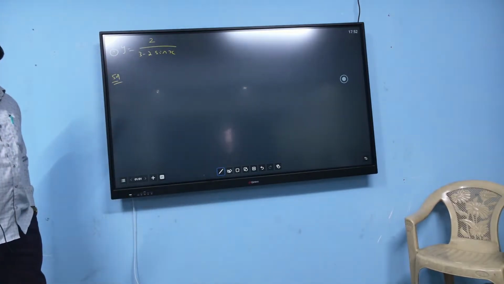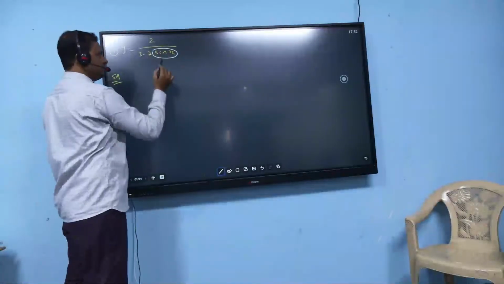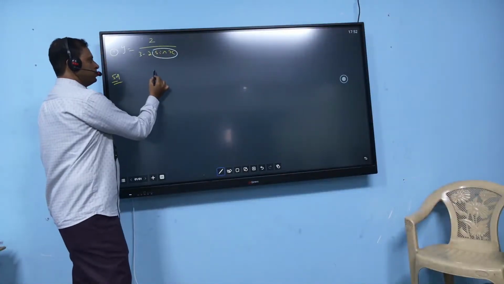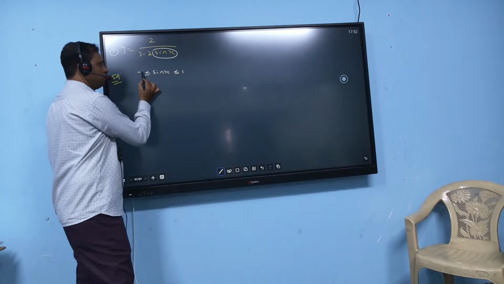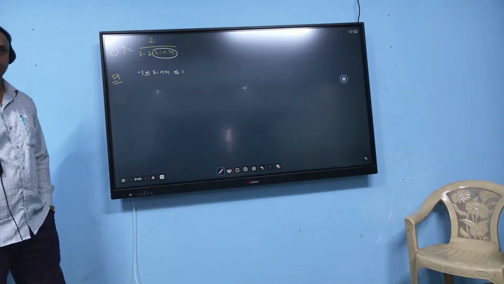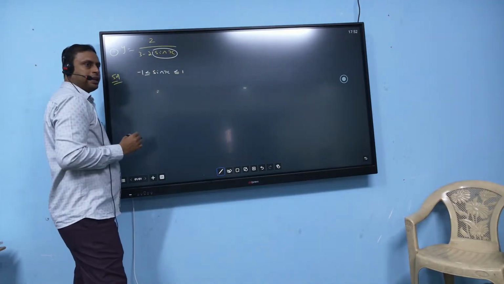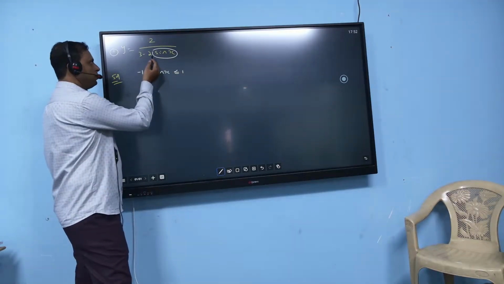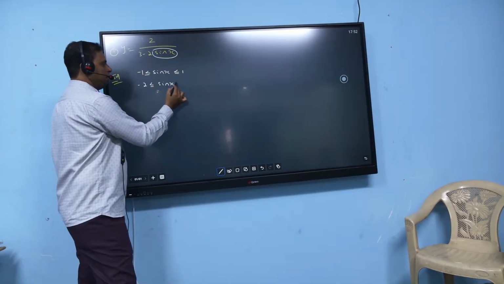Okay, see here. What is the range of sin x? Minus 1 to 1. Just now we did. Correct? Now I want 2 there. So what I will do? First multiply by 2. This will become minus 2 sin x less than or equal to 2.